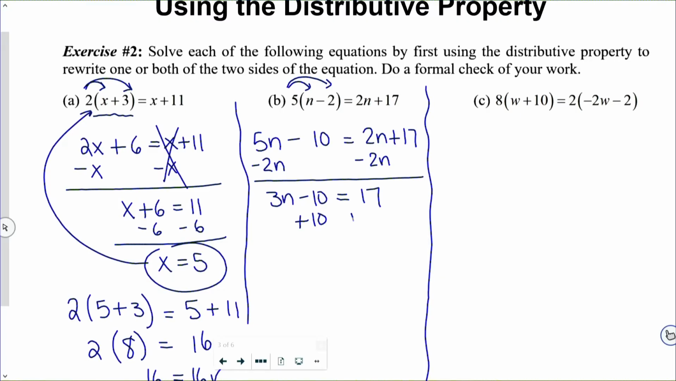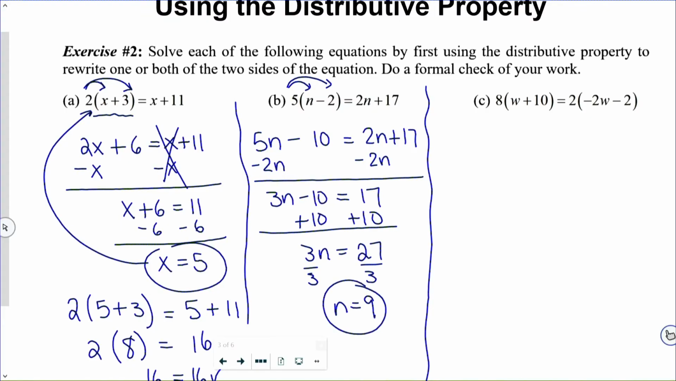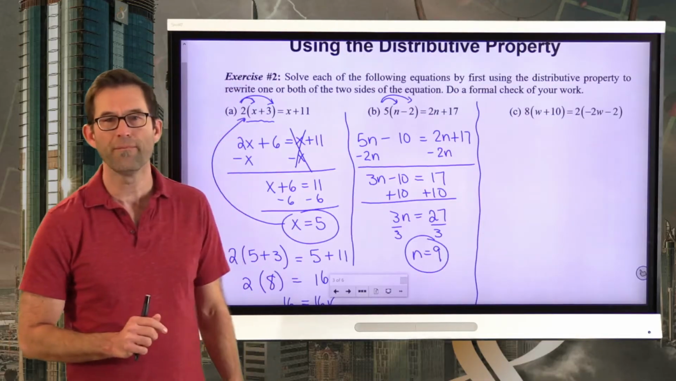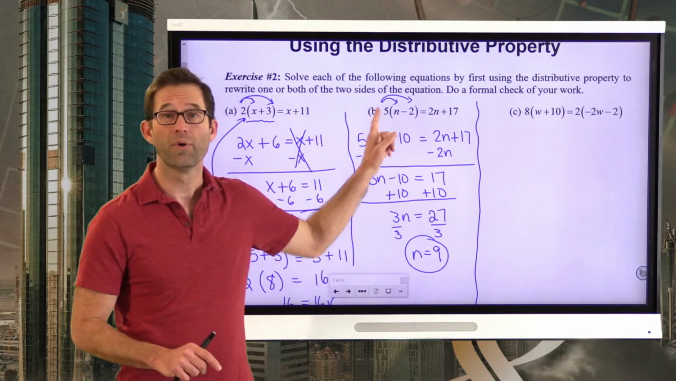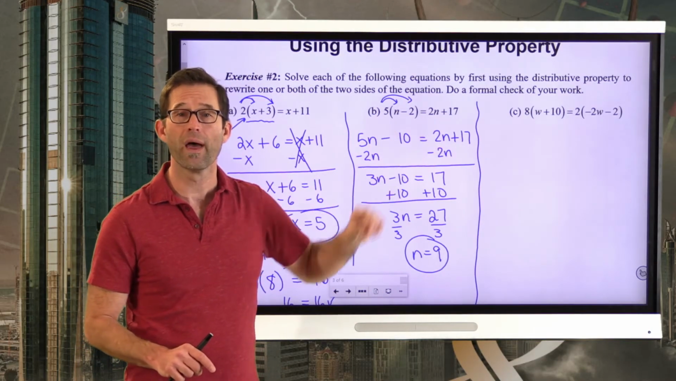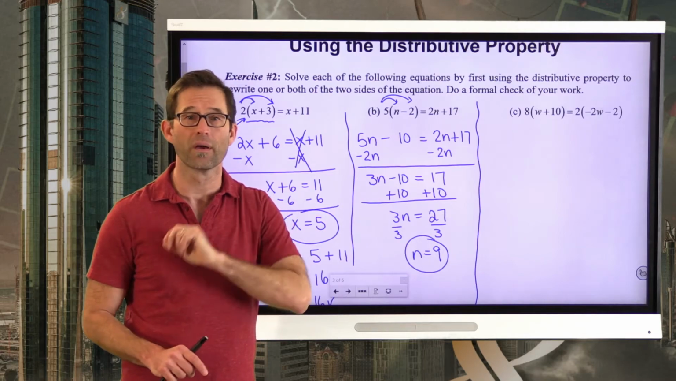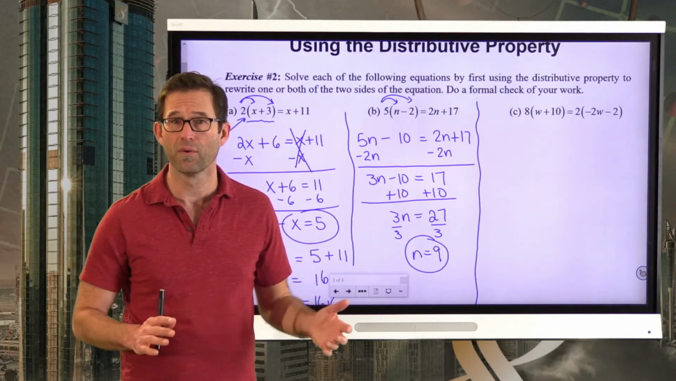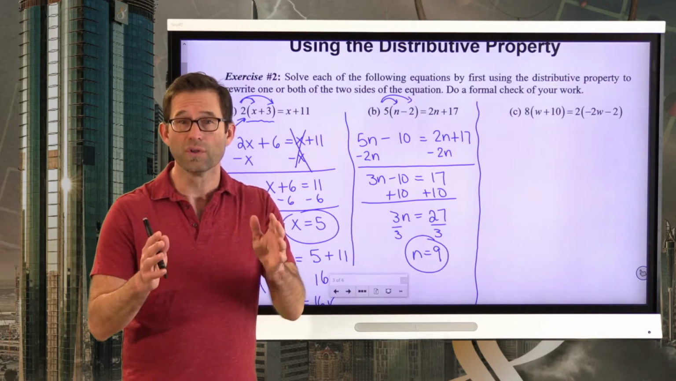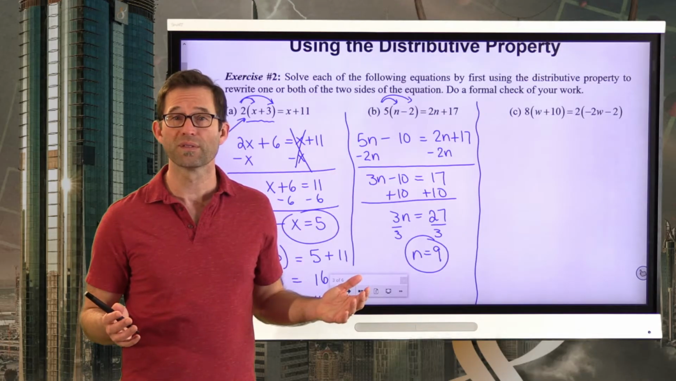I'm going to add a 10 to both sides. That's going to give me 3n is equal to 27. I'm going to divide both sides by 3, and I'm going to get n is equal to 9. All right, and I think for time's sake, we're going to skip the formal check. Again, all that means is taking 9, putting it in here for n, putting it in here for n, and making sure I get the same thing on both sides. In this case, that thing I think would be 35 that you'd get on both sides. And it's good to do that formal check just to make sure you haven't made any mistakes.